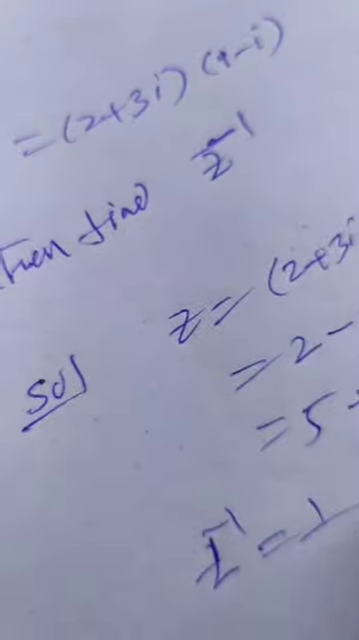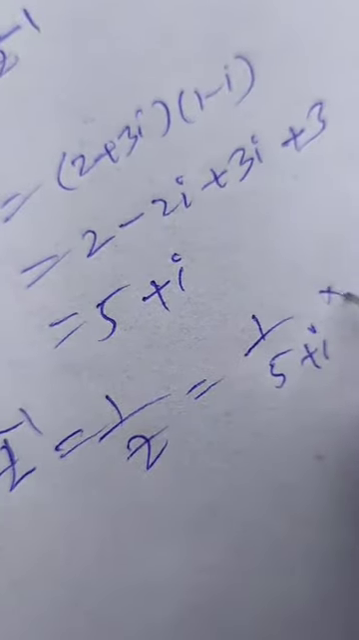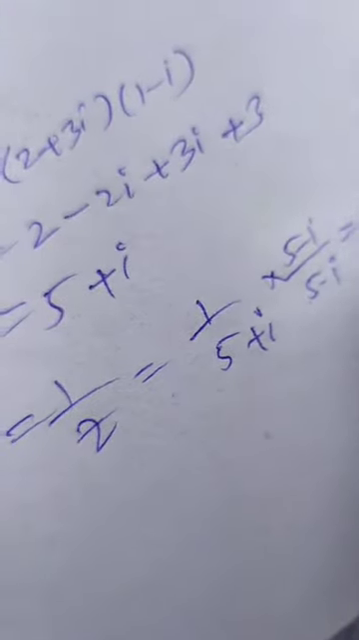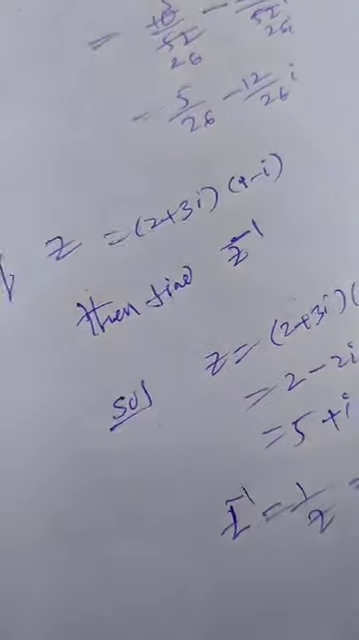So I need Z inverse. Z inverse is 1 by Z. So 1 by 5 plus i. Multiply and divide by the conjugate of the complex number, 5 minus i. 5 minus i by 5 square, 25, plus 1. So 5 minus i by 26. That's it. Okay. Next problem.